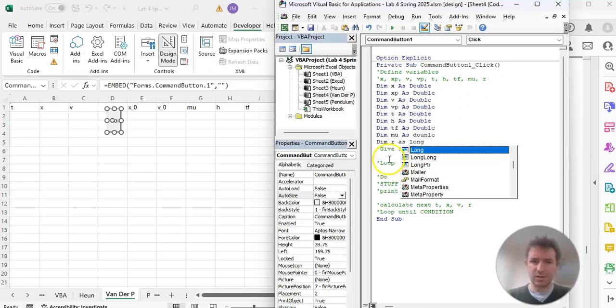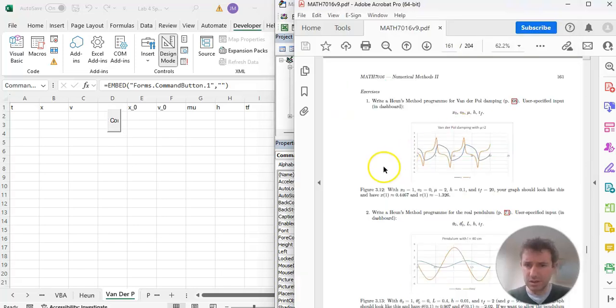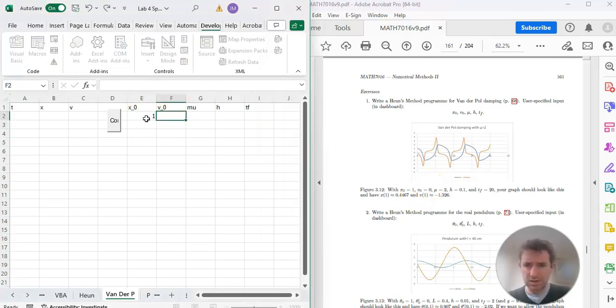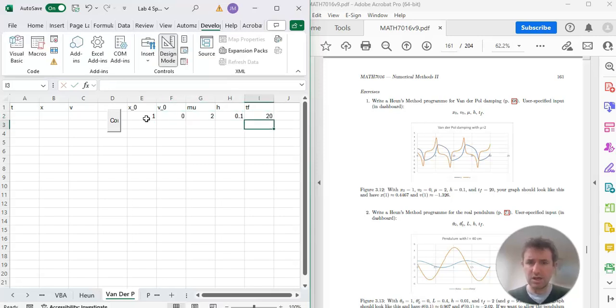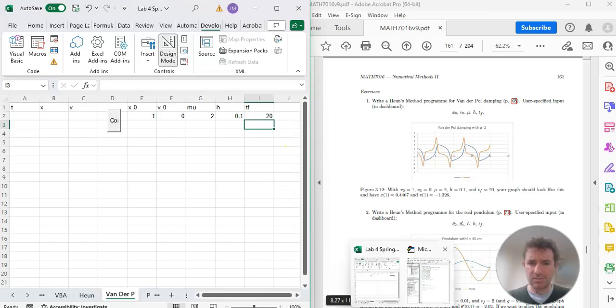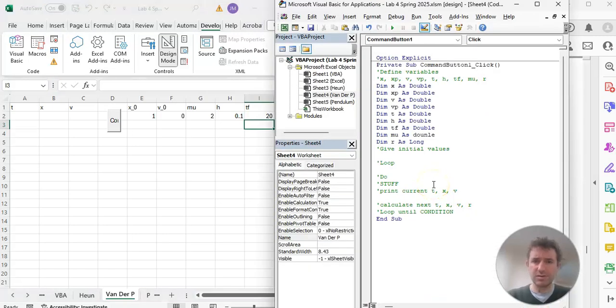Initial values. Okay, so I'll take some from here, using initial x of 1, initial v of 0. Look at that math graph. v 0, mu equal to 2, h equal to 0.1, final time 20. Right, let's go back to initial values. So x is up there.